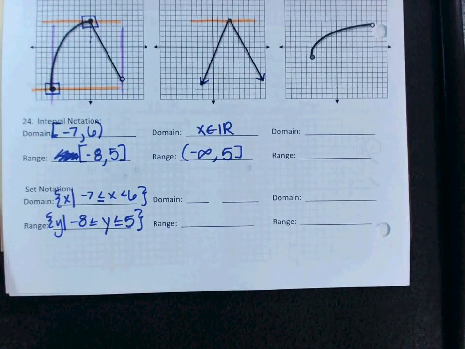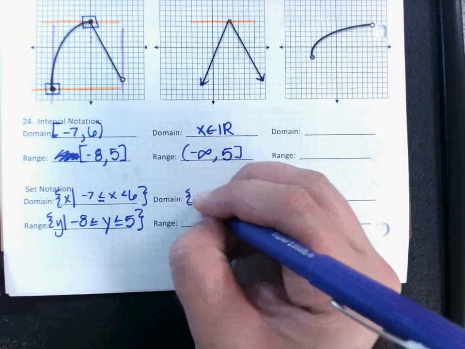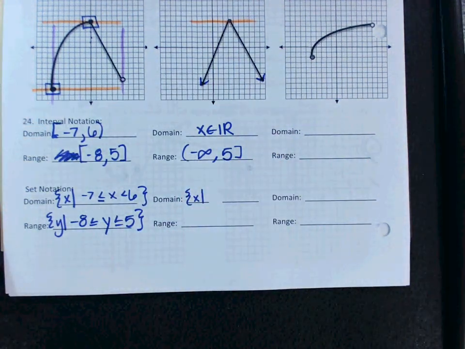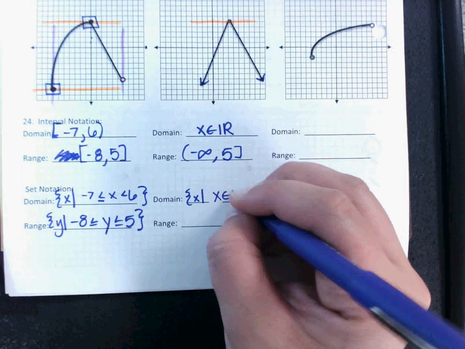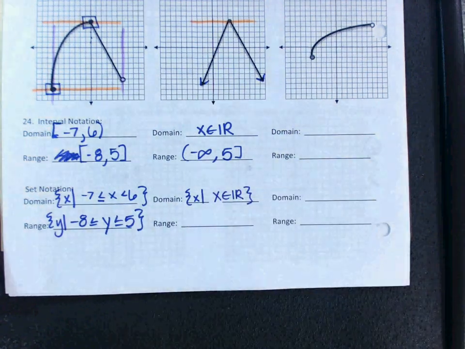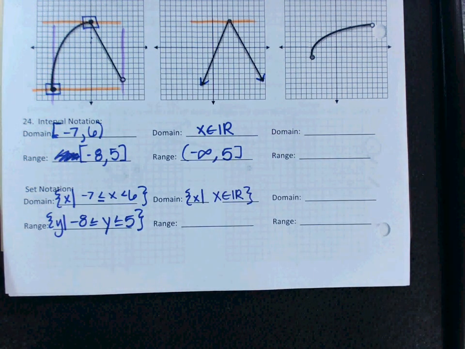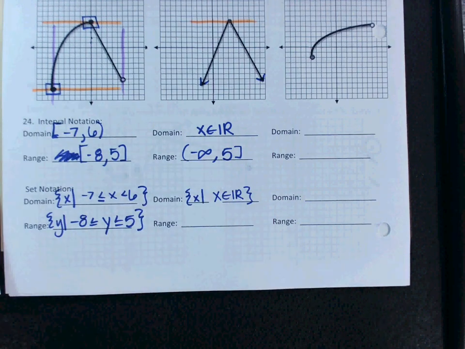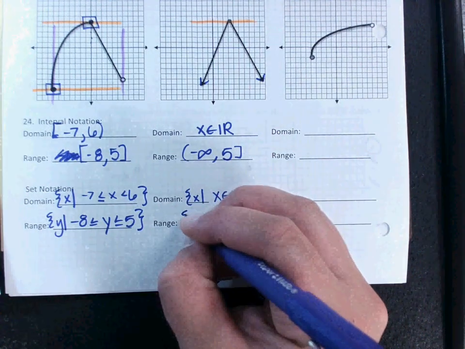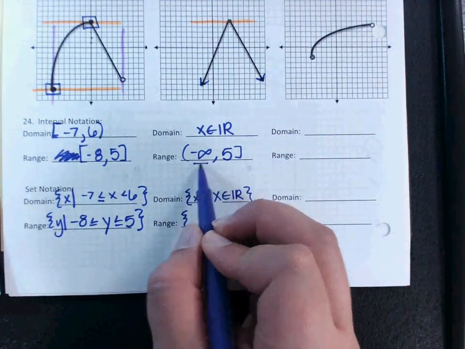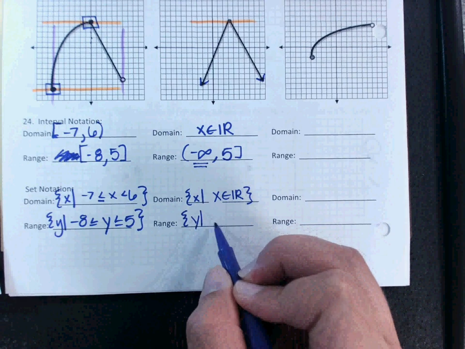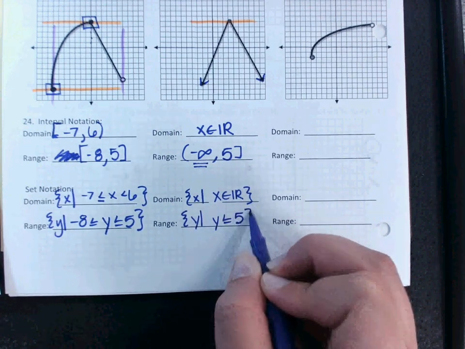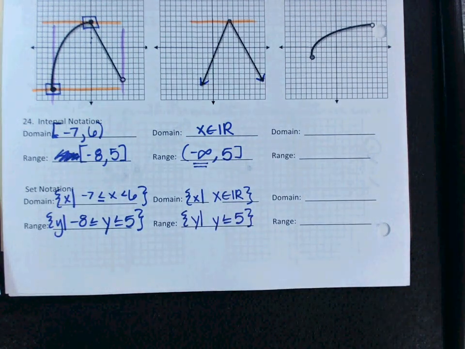For my domain for set notation, squiggle X bar. And then I put the exact same thing, X within R. And remember, that just means X is inside all real numbers. When I do my range, I don't have a double number. One of them's an infinity. That means I'm picking a greater than or a less than only. Which one would I pick here? If it's a -infinity, less than. You'd pick a less than or equal to is correct. Okay?